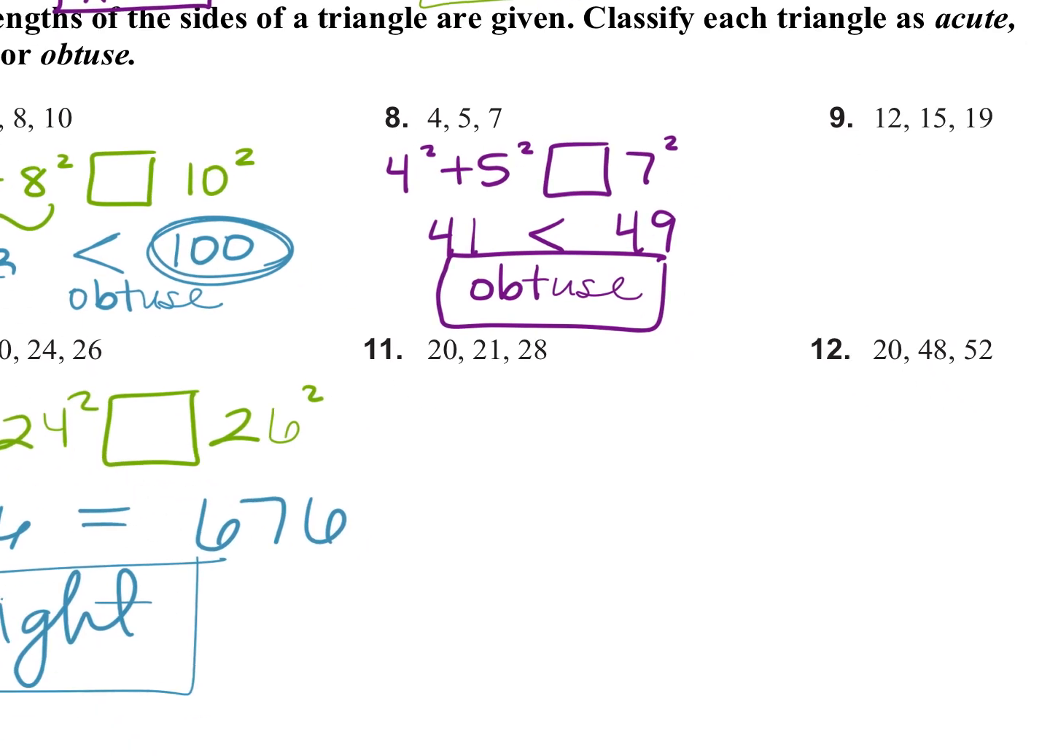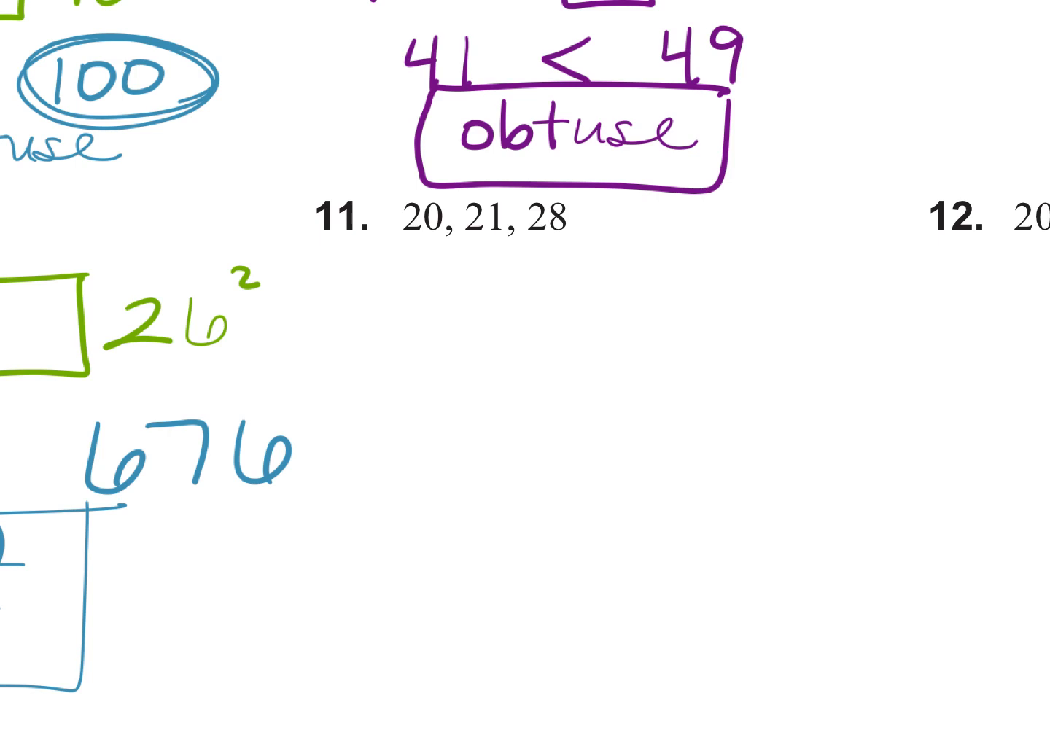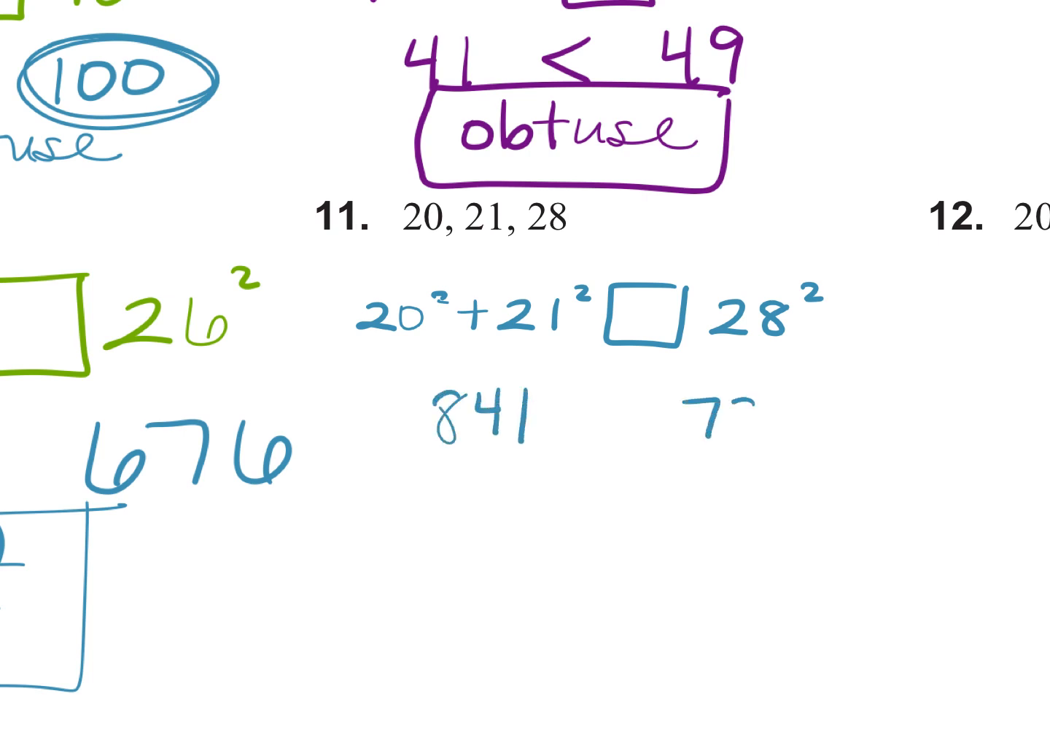All right, do number 11. 20 squared plus 21 squared somehow relates to 28 squared. So 841 on the left, and it's 784. So c squared is smaller. When c squared is smaller, that's acute.